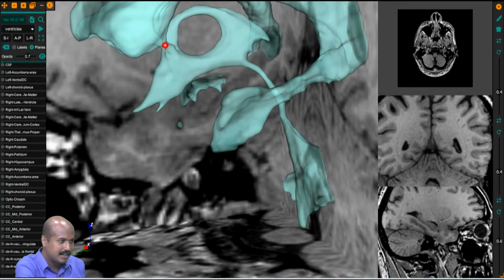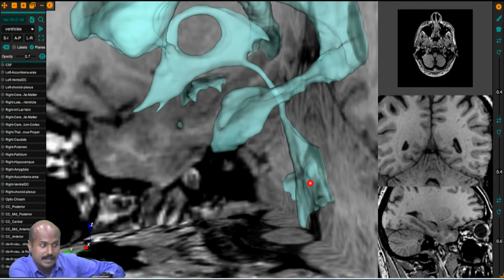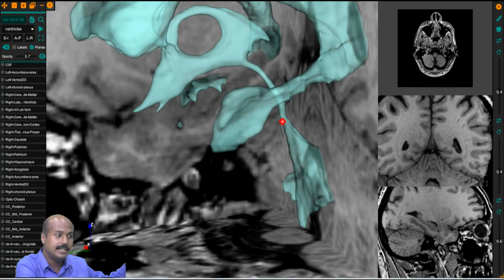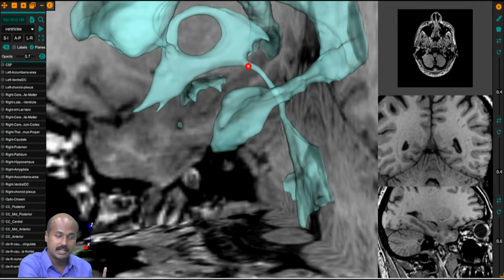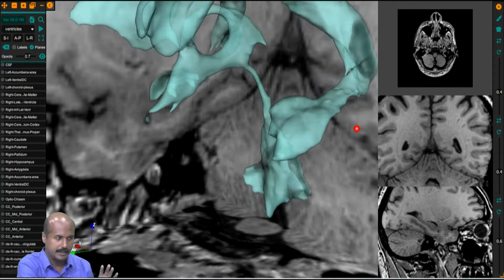Okay, that structure now where my cursor is, that is the interventricular foramen. Again, the third ventricle is communicating with the fourth ventricle located below through a tube-like small channel. That channel is called the aqueduct of Sylvius, or the cerebral aqueduct of Sylvius. These two are the communications of the third ventricle to the other parts of the ventricle, to the lateral ventricle as well as to the fourth ventricle.